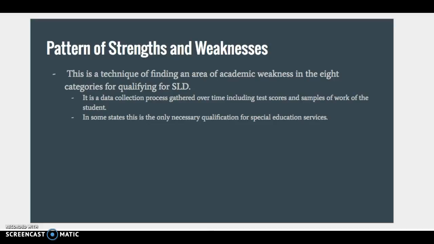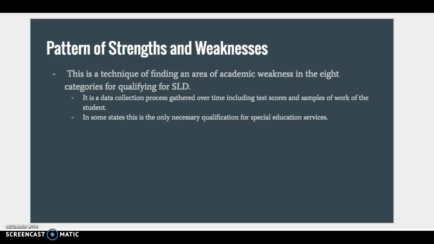Now, what's a pattern of strengths and weaknesses? This was a technique of finding an area of academic weakness in the 8 categories for qualifying for a specific learning disability. And it's a data collection process over time that includes test scores and samples of work of the student. In some cases, this is the only necessary qualification for special ed services, and it used to be part of the original discrepancy model.